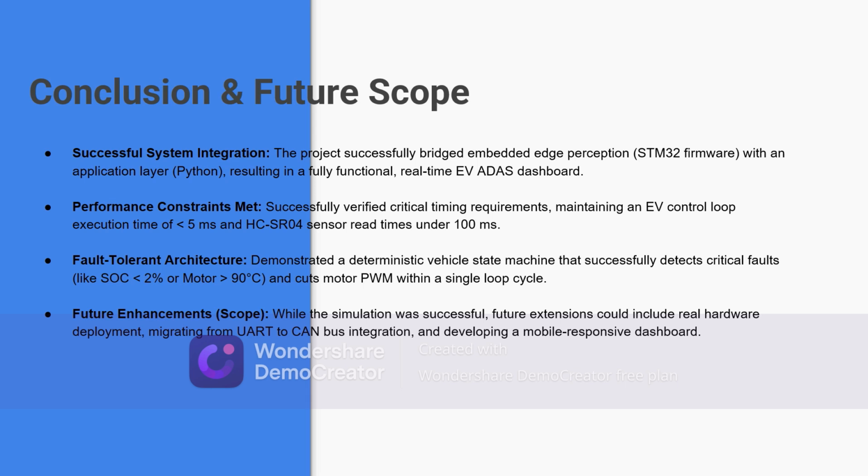Performance and constraint: we have successfully verified the critical timing requirement, maintaining an EV control loop execution time of less than 5 millisecond, and HC-SR04 sensor read time under 100 millisecond. The fault tolerant architecture demonstrated a deterministic vehicle state machine that successfully detects critical faults like SOC less than 2% or motor greater than 90 degree, and cuts motor PWM within a single loop cycle.